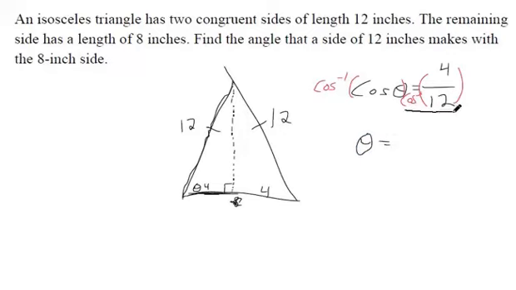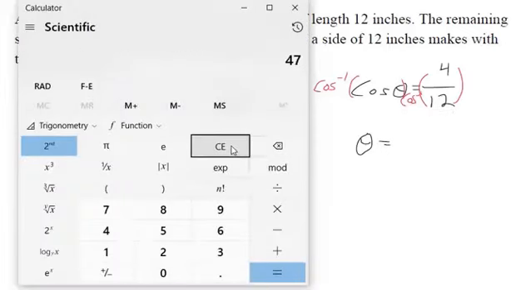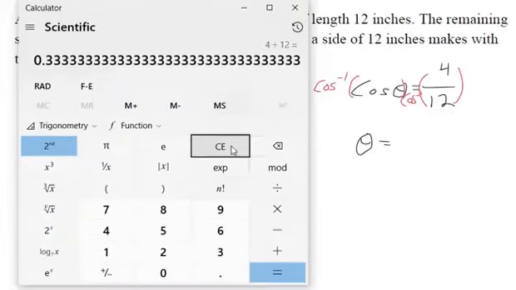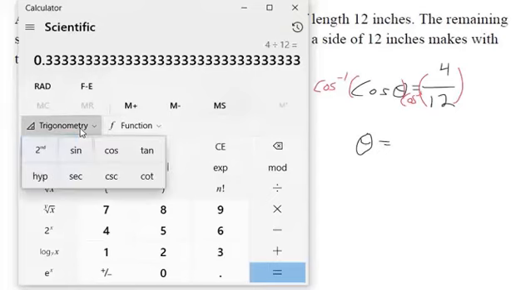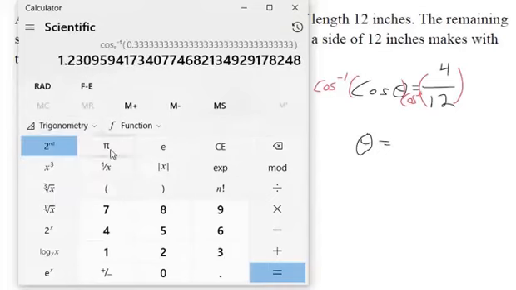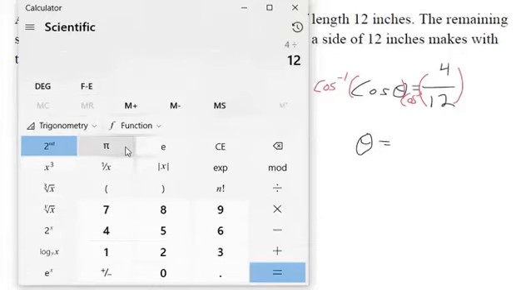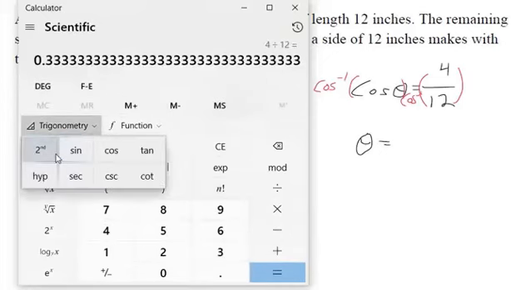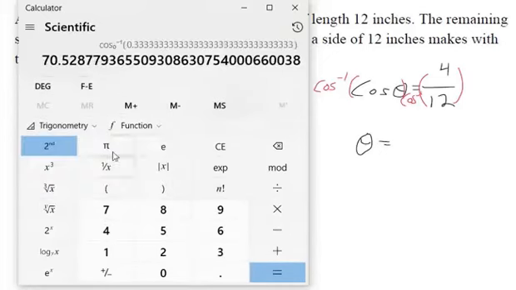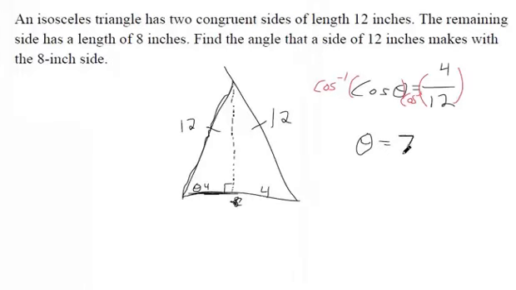Okay, so we need inverse cosine of 4/12. So I'm going to do 4 divided by 12 in my calculator. And on a Windows computer, you have to hit Trig, second, cosine. So there it is in radians, but I said I was going to do degrees. So let's do that again. 4 divided by 12. Oh, it switches that. Then hit second, so to get inverse cosine. So I got 70.5 degrees. I think that's it.